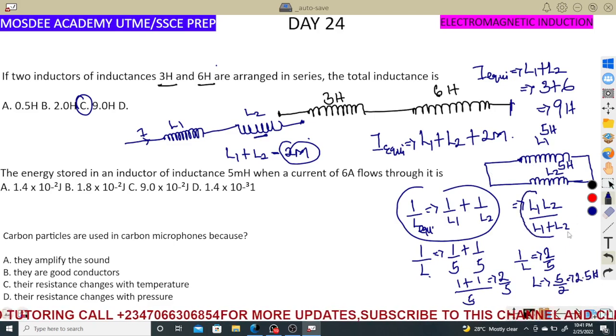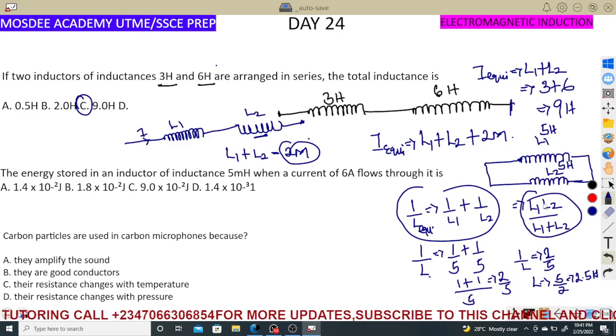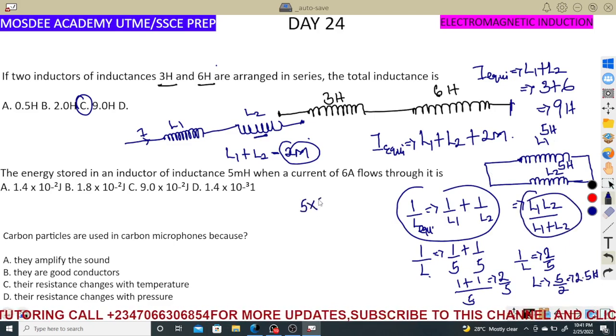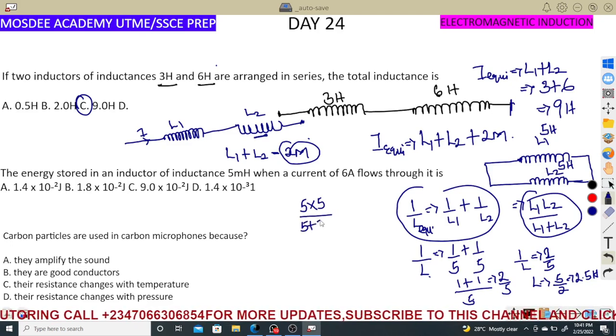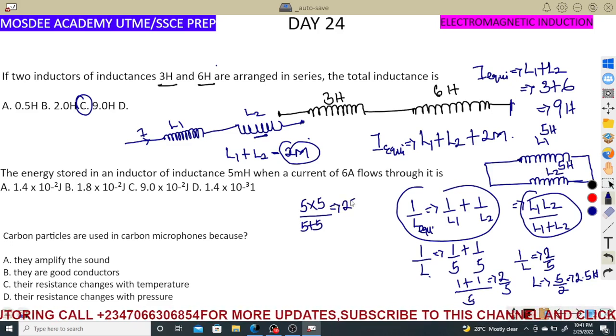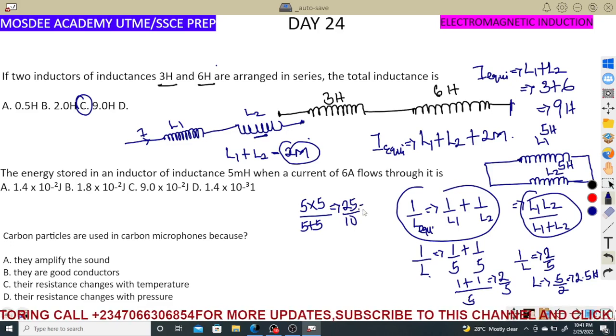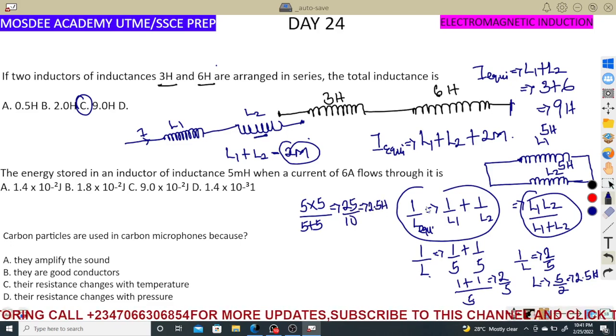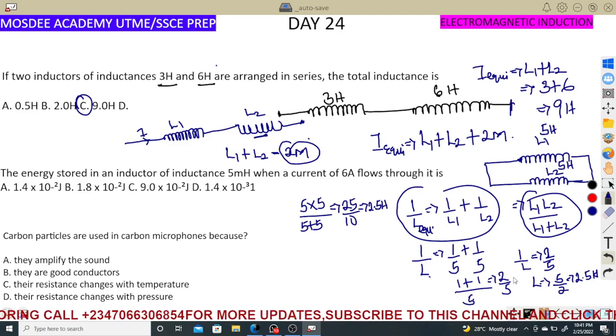But for somebody that knows my shortcut formula, product over sum, 5 and 5 will be 5 times 5 over 5 plus 5. What's 5 times 5? 25. 5 plus 5, 10. 25 over 10, 2.5 H. Anyone you are used to from secondary school, you can always do that.